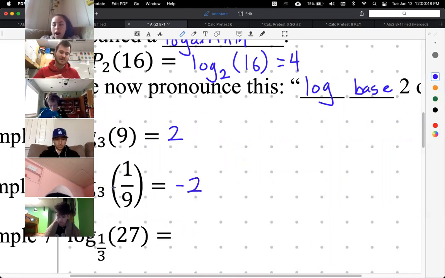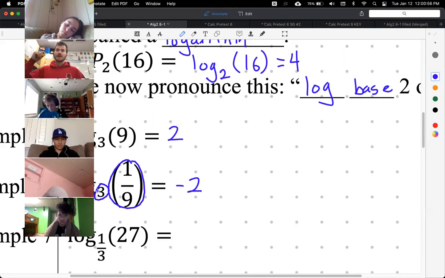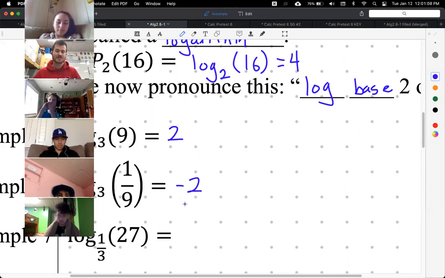But the 2 steps I was talking about: first, I see that this is a fraction, and I started out not with a fraction. In order to get from a non-fraction to a fraction, I need a negative power. That's where this negative comes from. The next step: how do I get from 3 to 9? Well, that's the power of 2. So negative and 2. Those are the 2 steps that I'm seeing here.